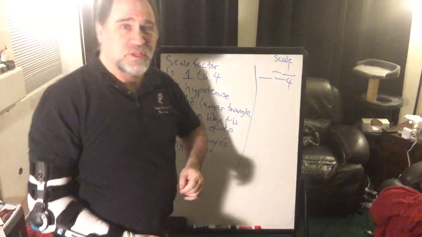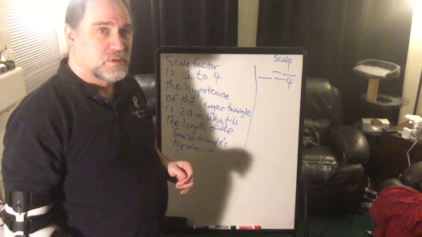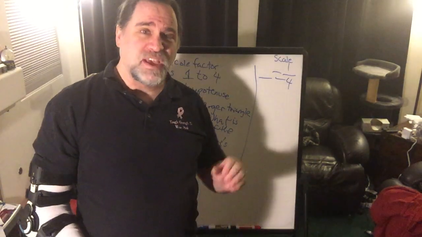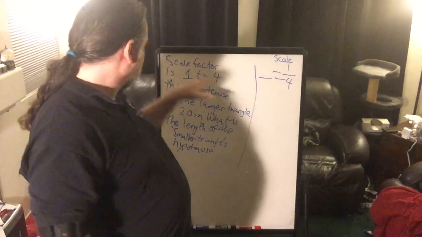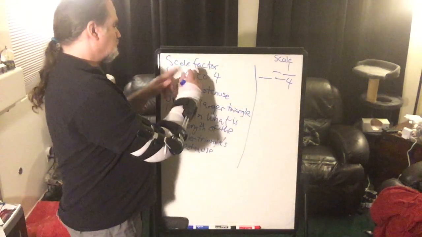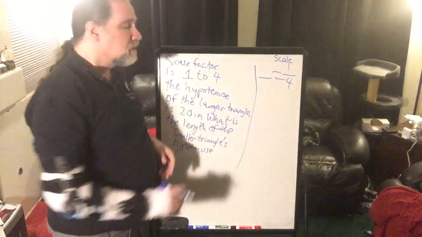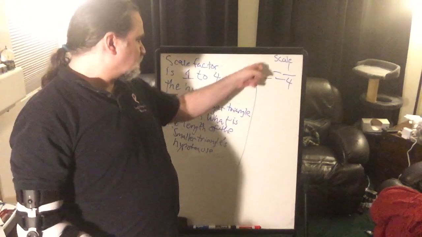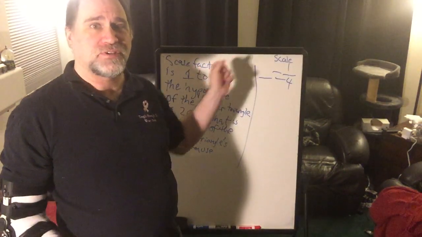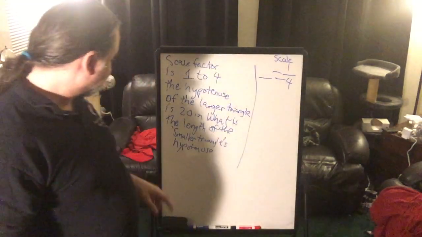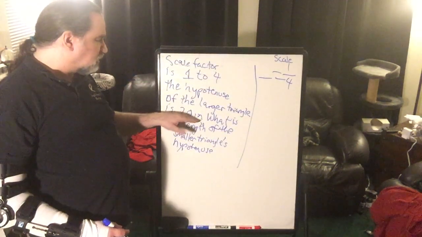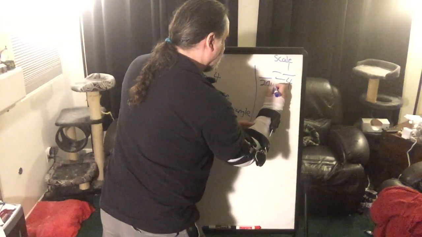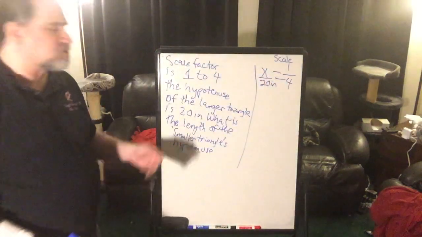Sometimes they'll just refer to it as scale. If they say it's a scale drawing or a scale model, if they ever use the term just scale, what they're really saying is scale factor. That's what they mean, and the scale factor here is 1 to 4. Well, what do we know? We know that the larger triangle is 20 inches, and we were asked what the smaller triangle's hypotenuse is.